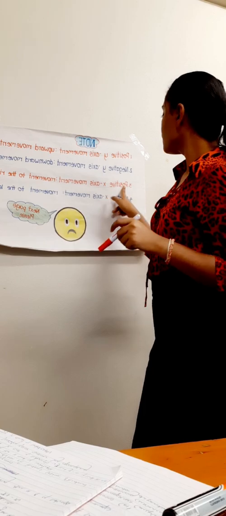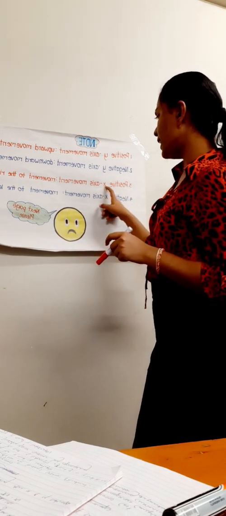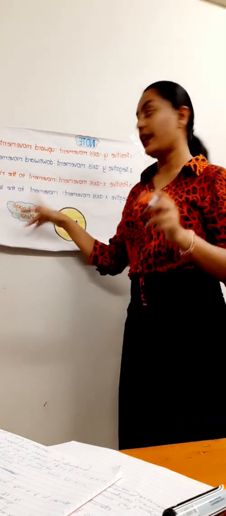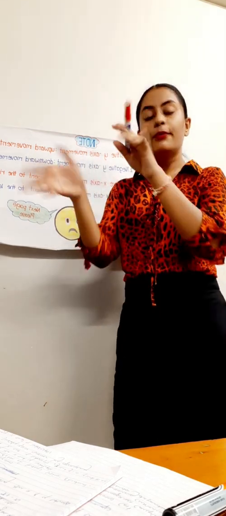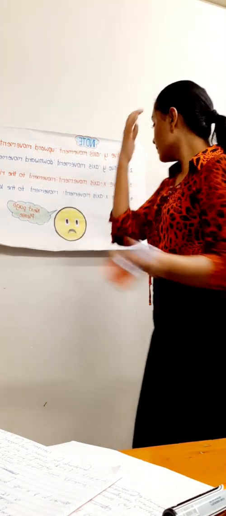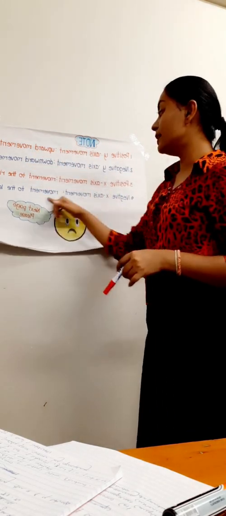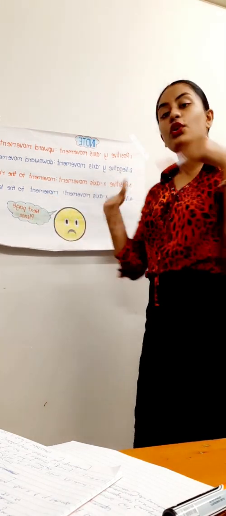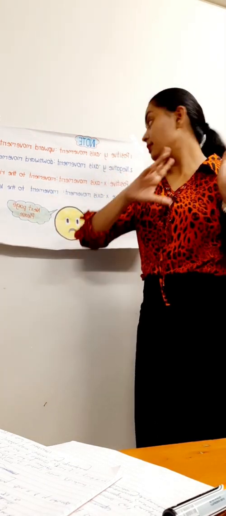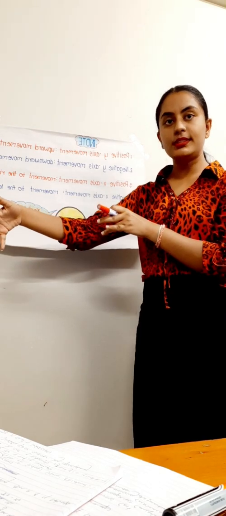Number 3, positive x-axis movement, movement to the right. If your x is positive, the graph will move to the right. Negative x-axis movement, movement to the left. If your x is negative, then the graph will move to the left. Do you understand that?